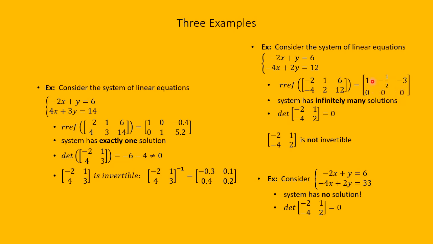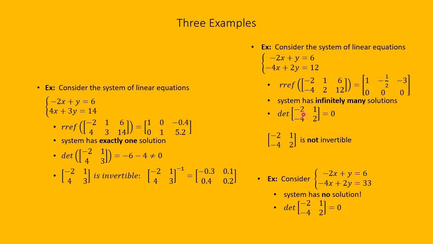Looking at this one, the variable x is a leading variable. The variable y is a free variable. And so we could let y be any number and substitute it into x minus a half y equals minus 3 and solve for x. That would also tell us that we have infinitely many solutions. This last line, all zeros, does not put any extra restrictions on x and y.